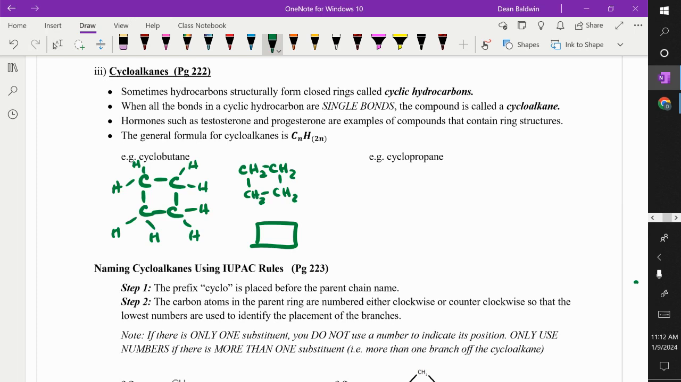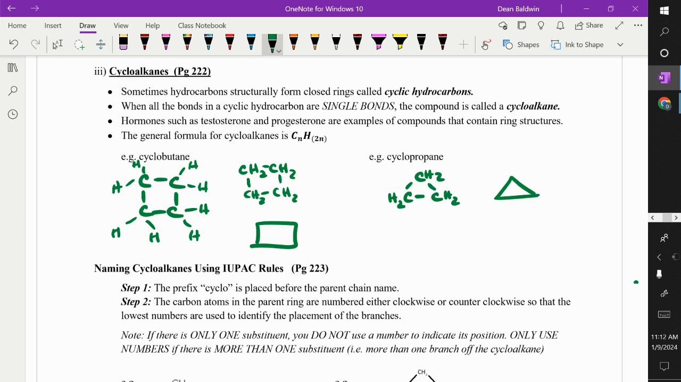Cyclopropane. Propane is 3 carbons. So you could do this, and then have H2, H2, H2. You could do that. Or you could just draw a little triangle. Okay? Triangle's obviously easier. All right?